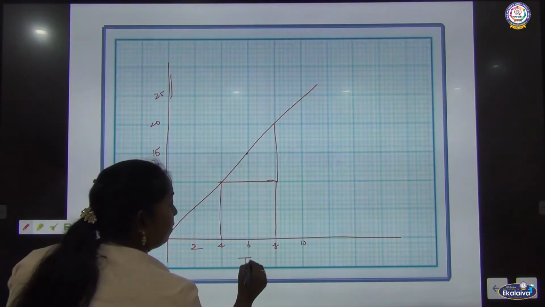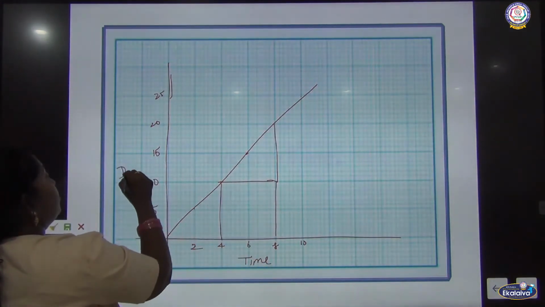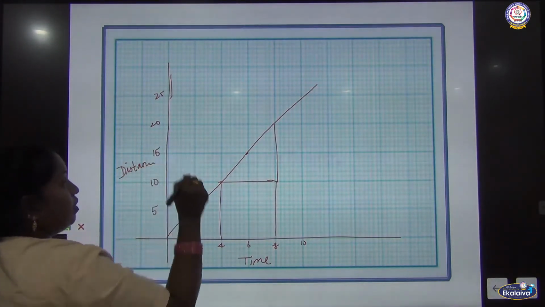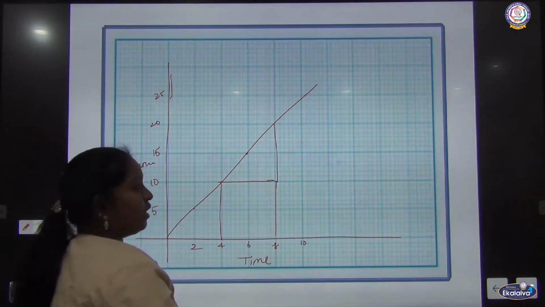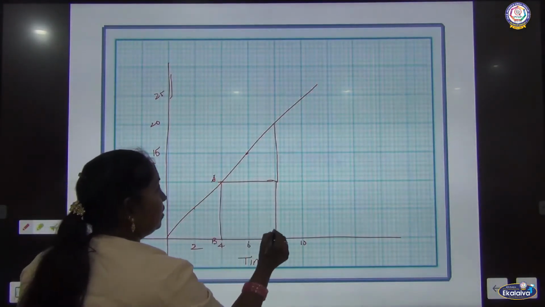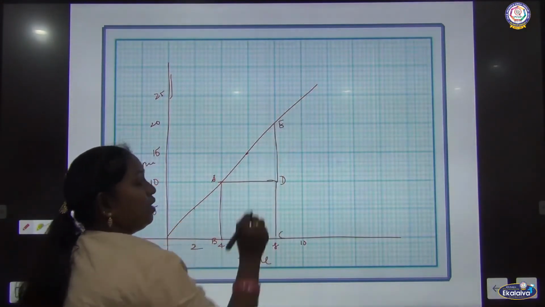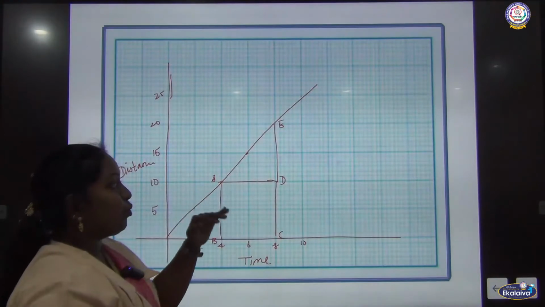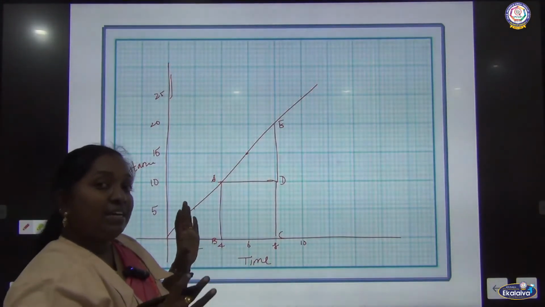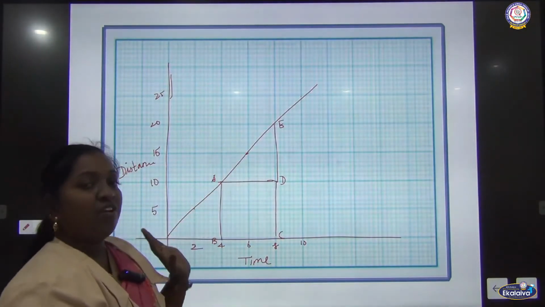This is time and this is distance. See what area we can take over here. Mark the values A, B, C, D, E. This is the graph. Now we are going to learn to find the distance or displacement covered by an object. So this is the area we have chosen here.